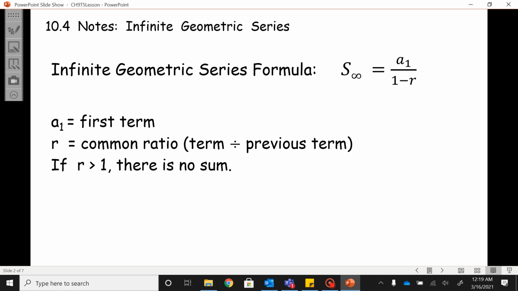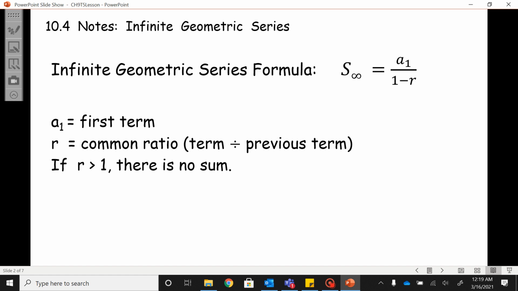So the formula for an infinite geometric series, S infinity, okay, infinite goes on forever, is equal to the first term divided by 1 minus r, as long as the ratio r is less than 1. Well, no, it'd have to be less than 1. If the ratio is larger than 1, there is no sum, okay?